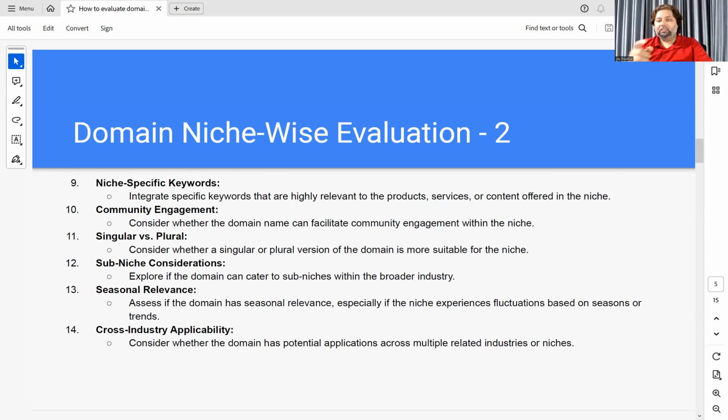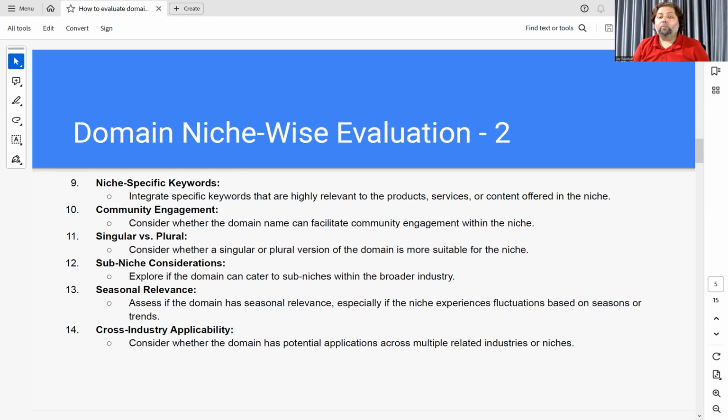Magicalrugs.com, in this case, because there could be so many rugs which you are selling. But in this case, if you get the chance to register the singular domain, you should do that. You should not lose the singular domain in that case.